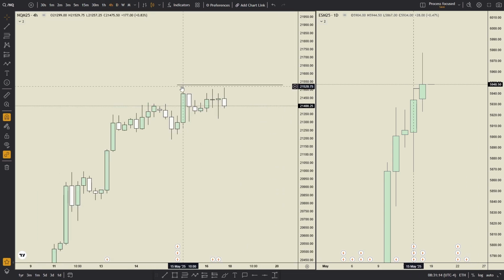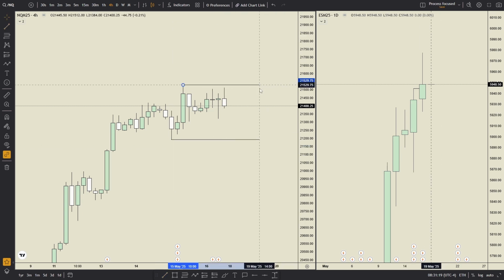I'll mark out the highs and the lows of the range. So we've got a 4-hour high and a 4-hour low right here. Our 4-hour low is inside of a fair value gap, so this is going to be our intermediate term low.